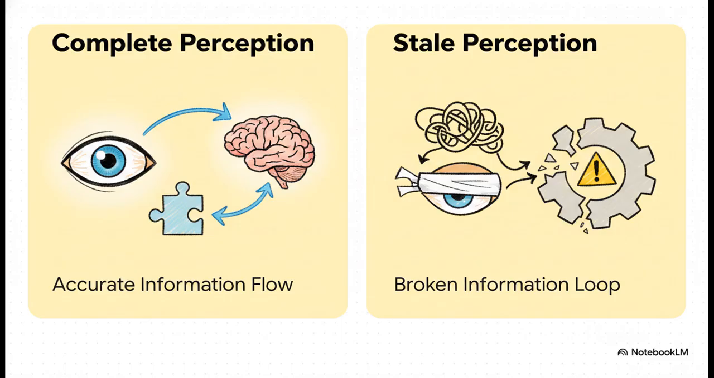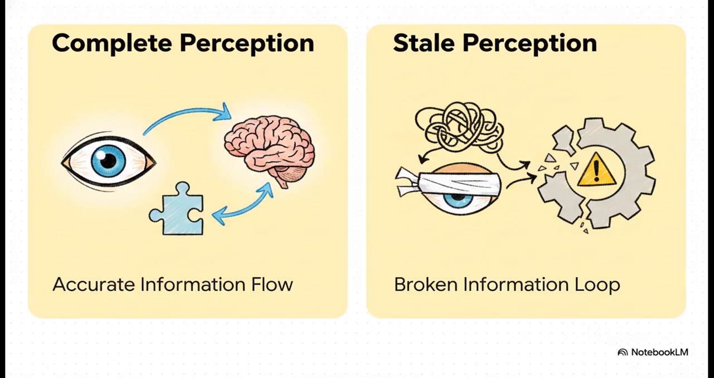And this brilliantly illustrates why getting perception right is so critical. If an agent has complete perception, meaning its context window is successfully updated with the very latest tool outputs and errors, it can reason accurately about what to do next. But contrast that with stale perception.